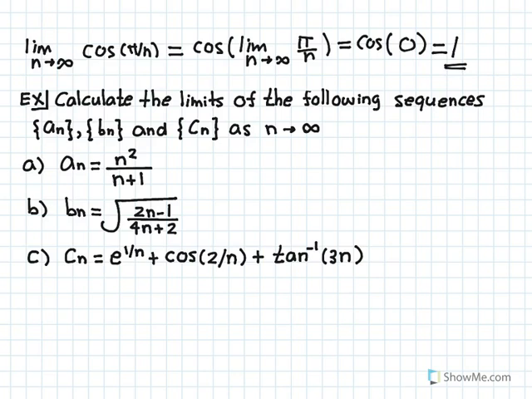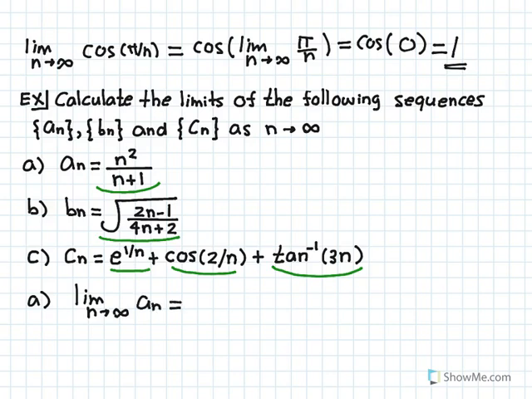All right, let's look at a few more sequences. Here we calculate the limits of the following sequences, an, bn, and cn as n goes to infinity. The first one is an equal to n squared divided by n plus 1. The second one is bn equal to the square root of 2n minus 1 divided by 4n plus 2. And the third one is cn, a sum of 3 different terms: e to the power of 1 over n plus cosine of 2 over n plus arctangent of 3n. Let's look at part A. Here we have the limit as n goes to infinity of an.